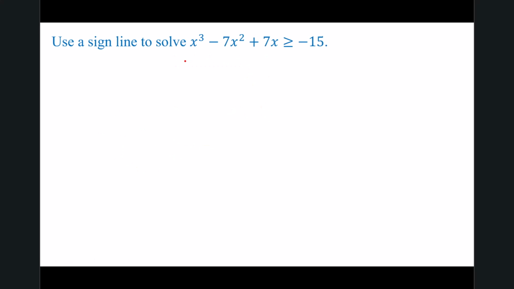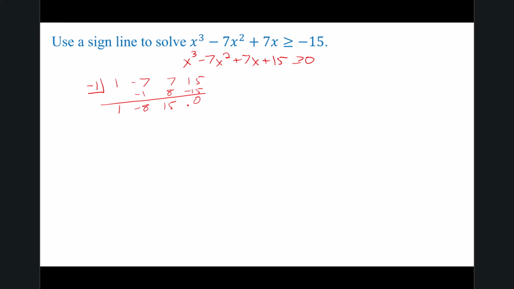Let's try this one. If I get everything on one side, I have x cubed minus 7x squared plus 7x plus 15 greater than or equal to 0. So this one doesn't factor easily, but we can find our possible rational zeros, which would be the factors of 15 divided by the factors of 1. And negative 1 actually works. You can verify that if you'd like by plugging in negative 1. But when I do the synthetic division, we'll see we do get a remainder of 0. So I'm going to do that synthetic division.